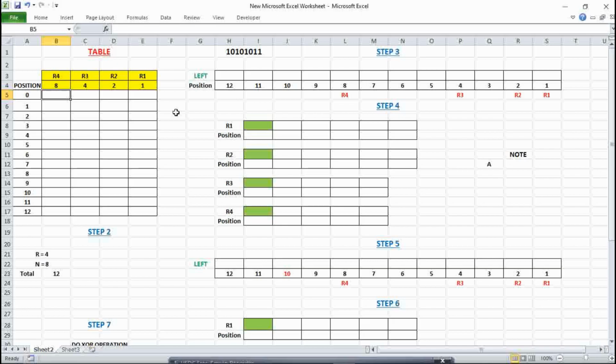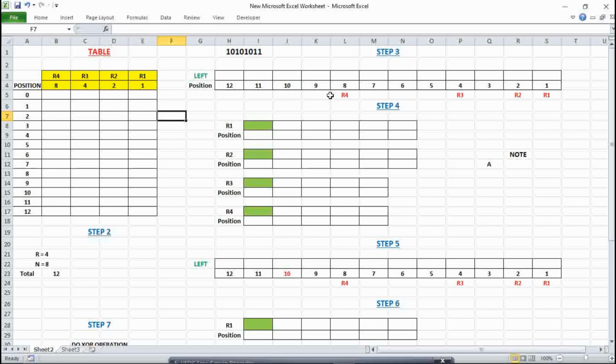So the first step is, now look, I have written here R4, R3, R2 and R1. These R4, R3, R2 and R1 are my redundant bits. There are 4 redundant bits, so I have written here up to 4, R1, R2, R3 and R4. Now look, now come to this step 3. Leave this table for a while. You have to prepare these 3 tables simultaneously, okay? Now come to this step 3.